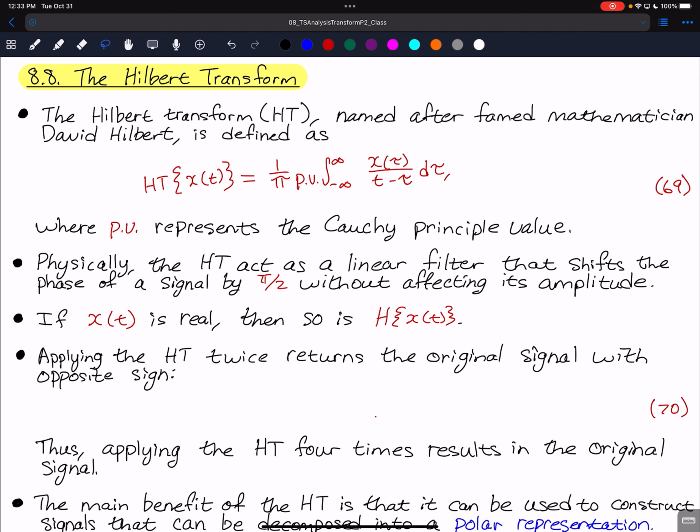Okay, so physically the Hilbert transform acts as a linear filter, and specifically it shifts the phase of the signal by pi over 2 without changing its amplitude. And as a result, if our signal x(t) is real, then so is its Hilbert transform. And since we're shifting by pi over 2, if we apply it twice, we're going to end up with the same signal but opposite sign.